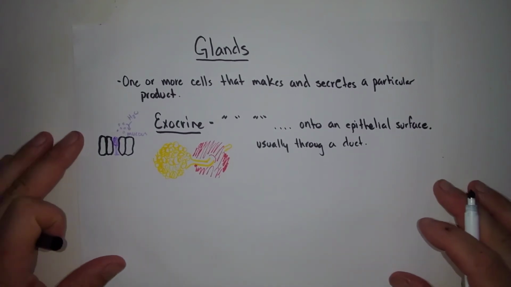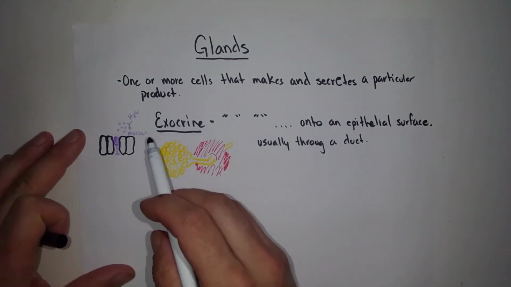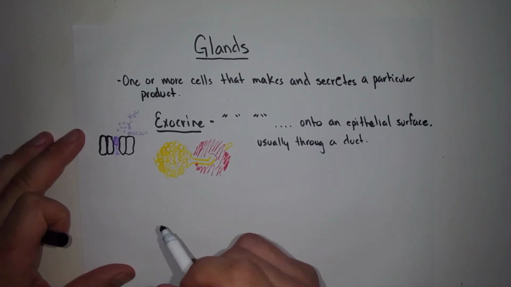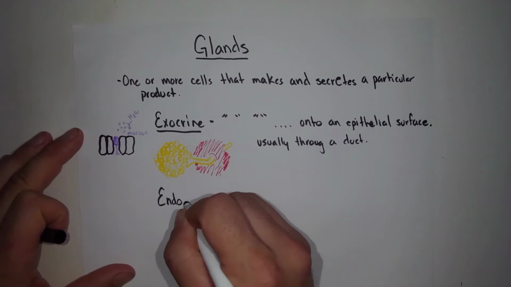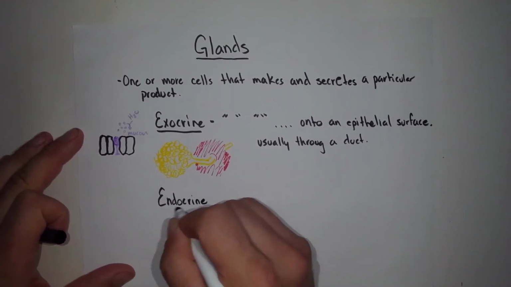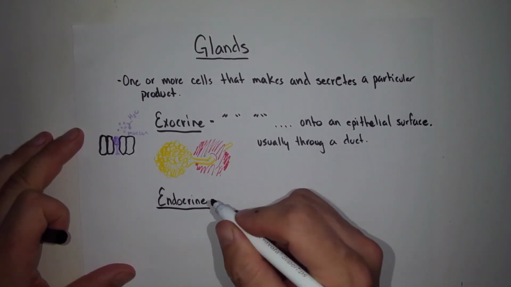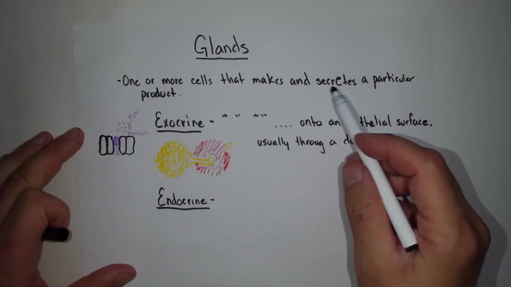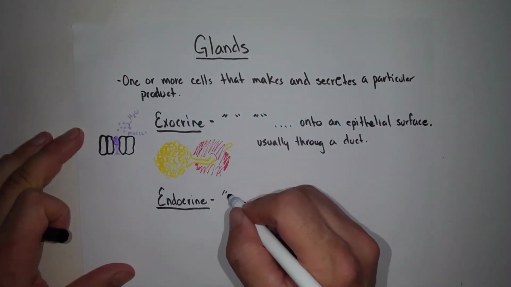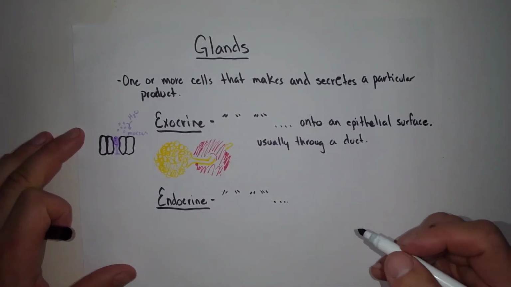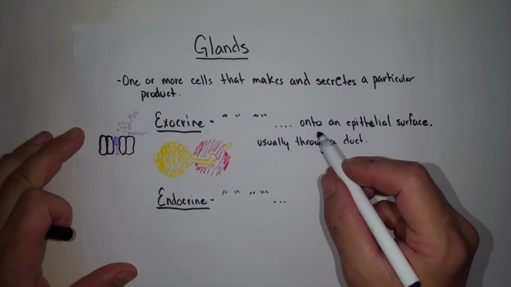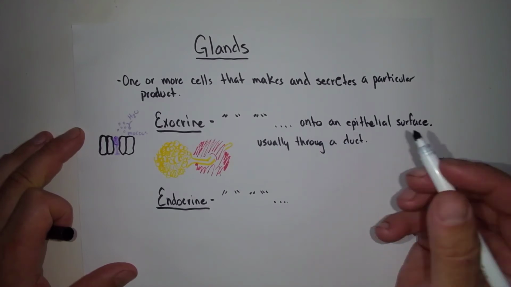Okay, but the chapter that we're going to be working on is a little bit more concerned with endocrine glands. And endocrine glands are still glands. There are one or more cells that make and secrete a particular product. But these don't secrete it onto an epithelial surface.